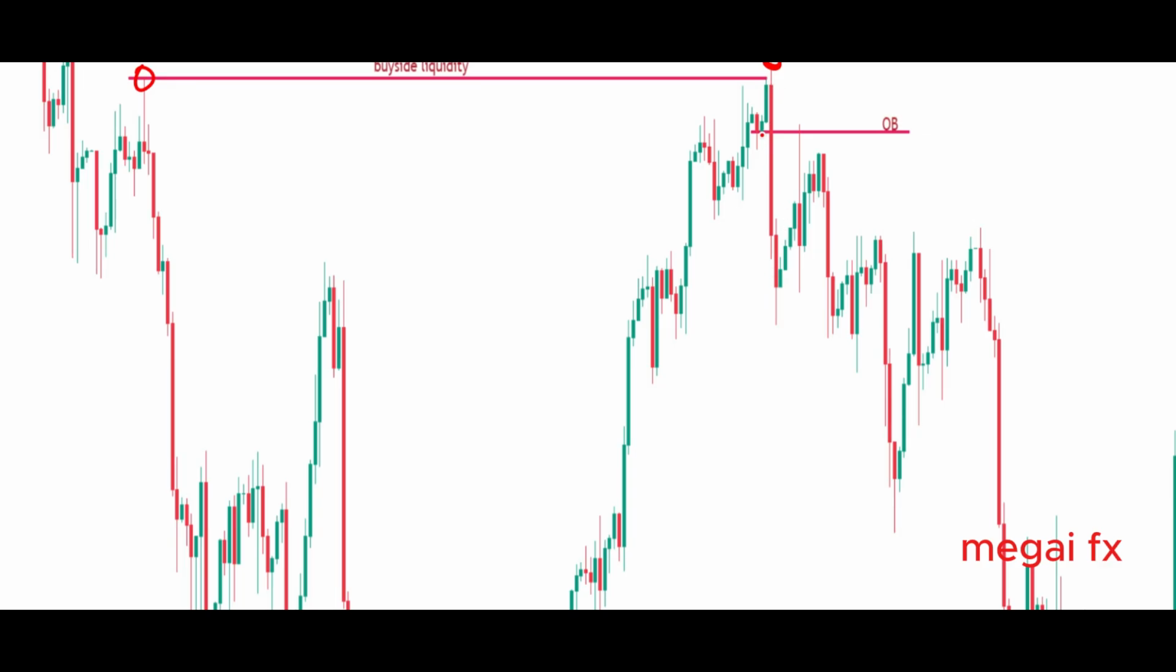So the opening price of these 2 up close candles becomes your change in state of delivery if price closes below it. And look at it here. You draw it across. Later, price came and closed below it. So the opening price of the up close candle becomes your change in state of delivery. Look at when price came back to it, we have aggressive move to the downside. This is for a bearish scenario.